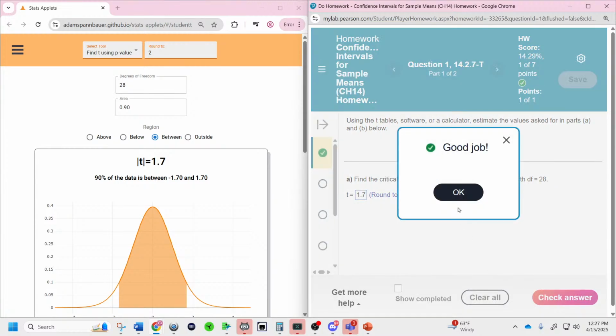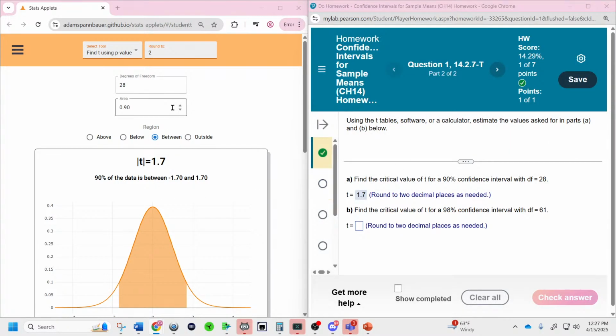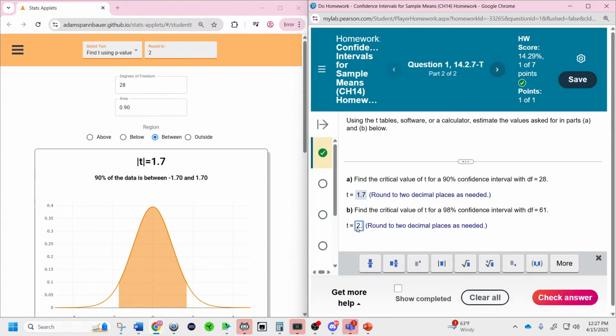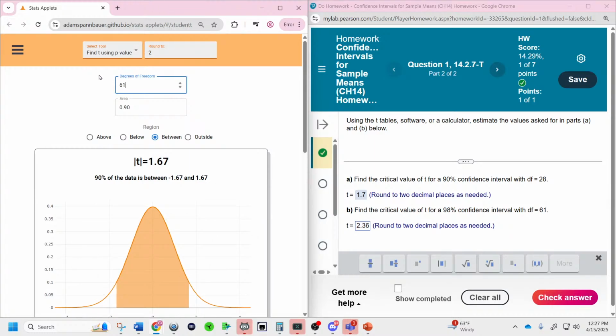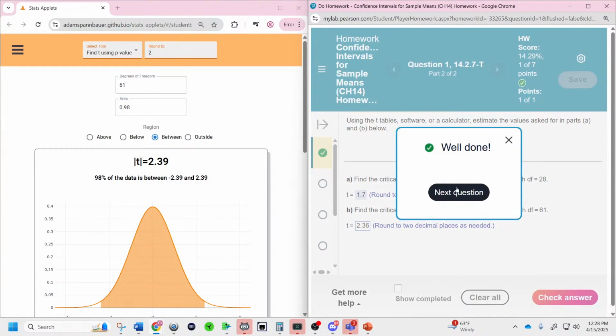The reason I'm able to guess this is because I know the z-scores. I know the z-score is 1.6449. So for this next one, I know a 98% confidence interval is 2.3263. With 61 degrees of freedom, it's going to be close to 2.35 or 2.36. 61 degrees of freedom and 98% confidence. It is two. No, that's probably far off. Oh, it gave it to me.